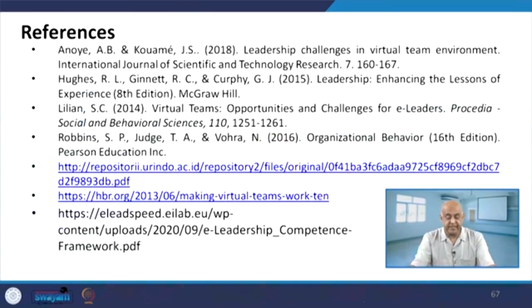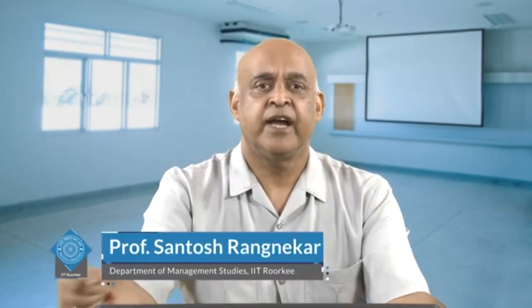These are the references from where the study material has been taken. You can use these references for your further studies, and see how effective the virtual team is as compared to the physical team. But they are complementary, so we have to see what the advantages and disadvantages are, and by making human interactions we can find an effective virtual team.